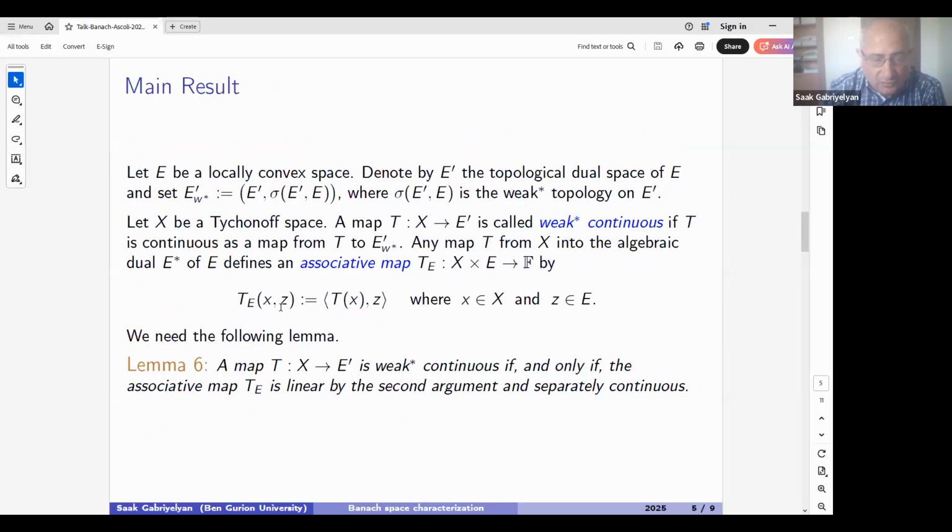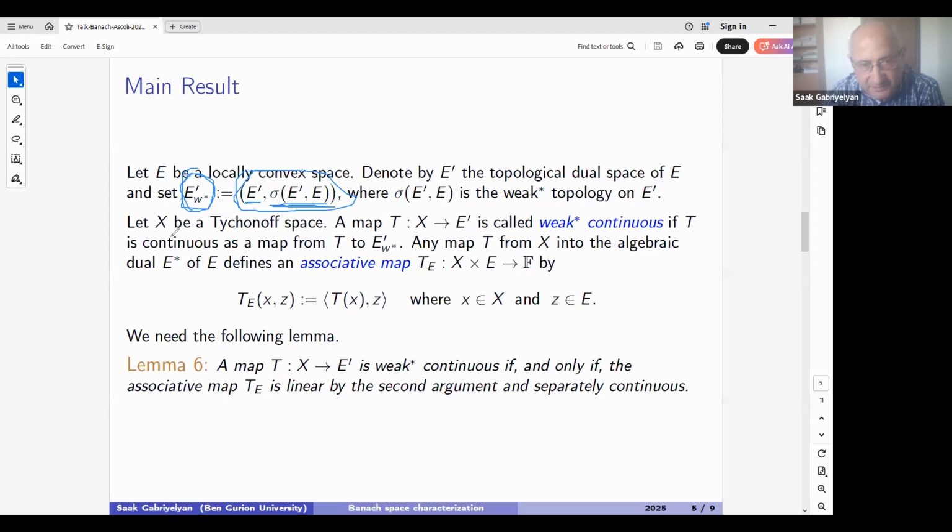Let E be a locally convex space. Denote by E prime the topological dual space. So this is the space of all continuous functionals on the space E. And set now the standard notation for the space E prime endowed with the weak star topology. We do not write all this expression; we write usually this.